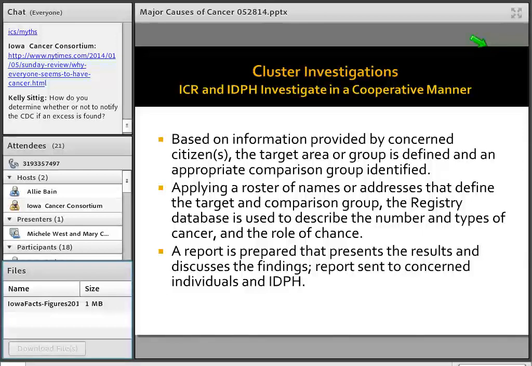Then I get the data, and I can actually run a SAS program to provide the information that I need. We come up with a report that is prepared, and then I send that back out to the individual that contacted us initially, and we also send a report to Dr. Patty Quinlisk at IDPH. That way, if somebody contacts her with a cluster concern, she's able to check her files and know if we've actually done an investigation in that area.